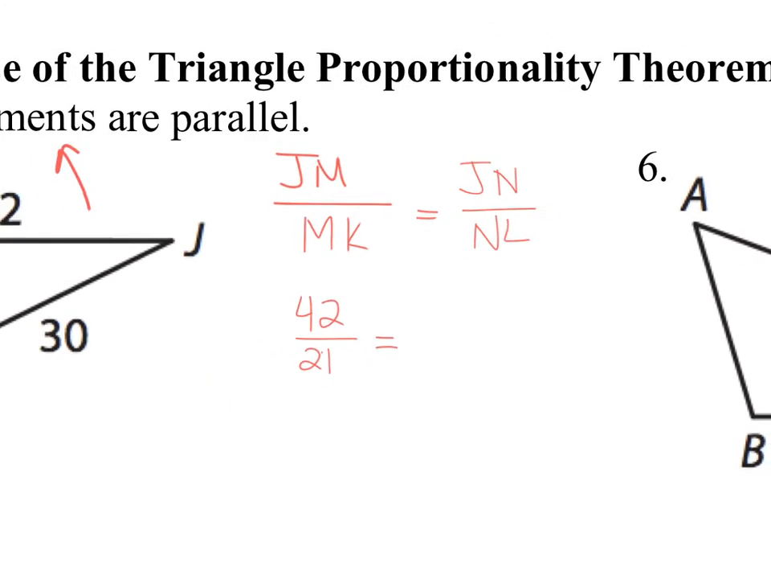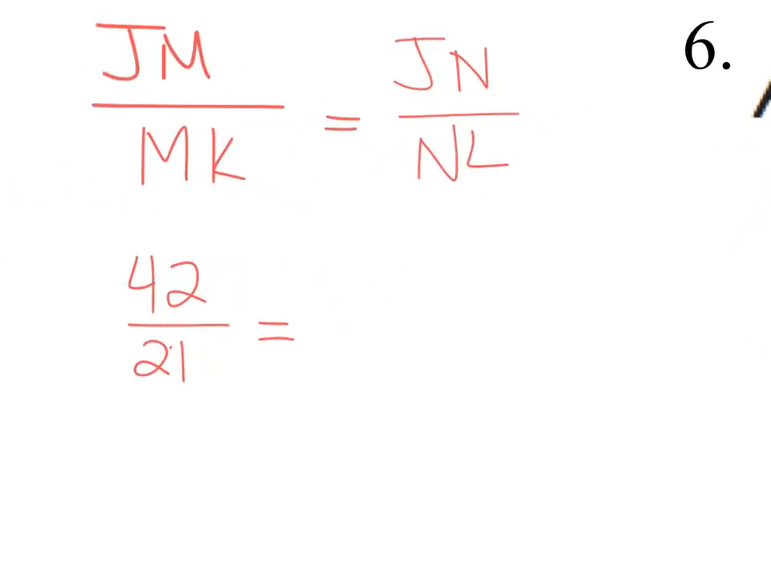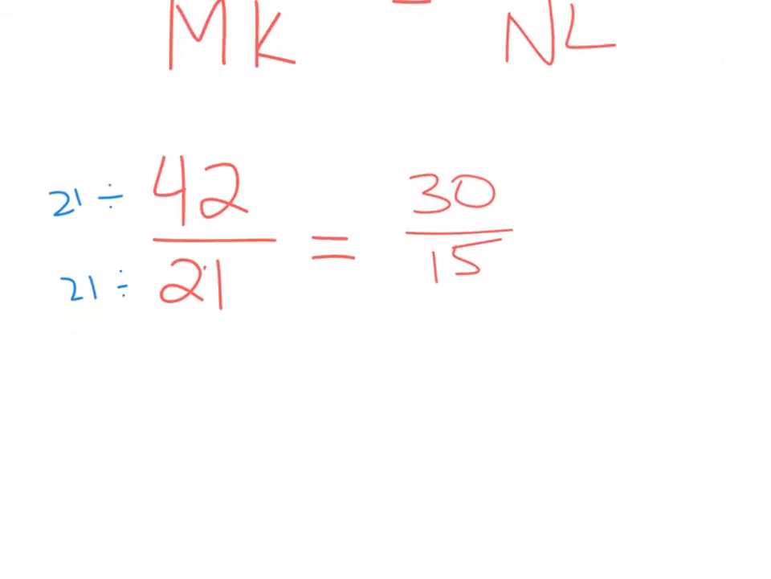Has to equal 30 over 15. I want to see, can I divide 42 by 21? The answer is yes. We can divide both of those by 21. Or you can just do that fraction: 42 divided by 21 is 2, 30 divided by 15 is 2. And is 2 equal to 2?